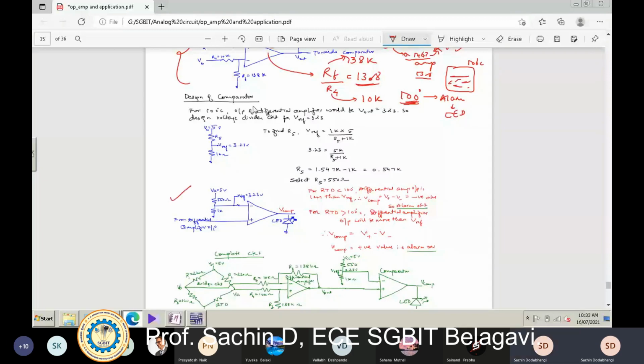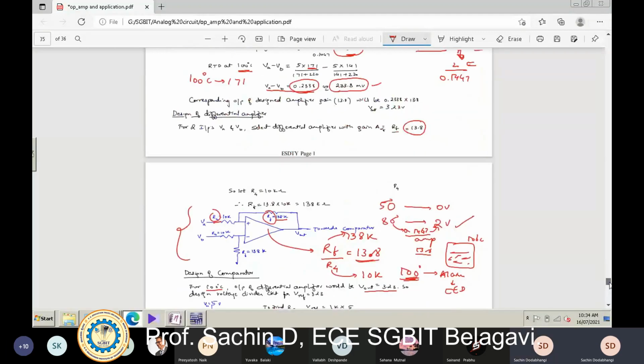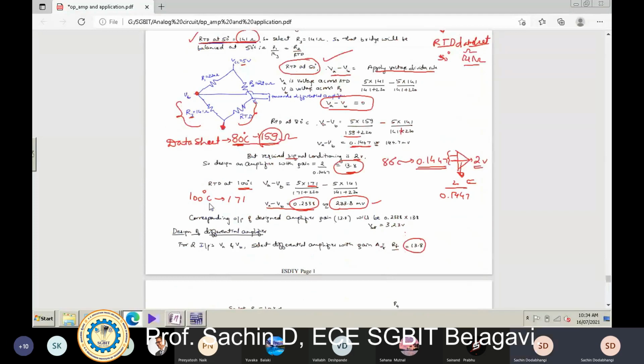So for 100 degrees centigrade, what was the output? It was 3.23. How? We'll go back to this design. Look at this, for 100 degrees centigrade, I'm circling it. From the data sheet, the resistance is 171 ohm. So for 171 ohm, what is VA minus VB? It is 0.2338, right?